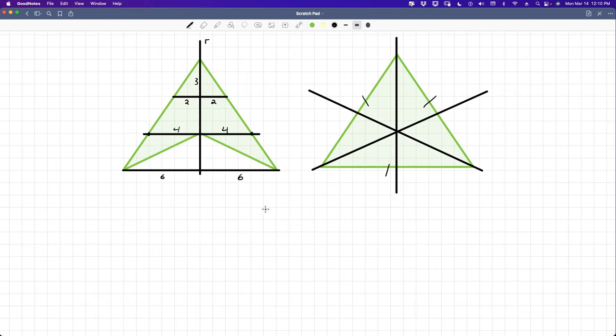Now in a square, let me draw a square right quick. If it'll let me draw a square. It's not going to let me draw a square today. It's going to be hard-headed. Let me try it again. Let's do this side, then this side, then this side, then this side. All right, let me turn that into a shape.